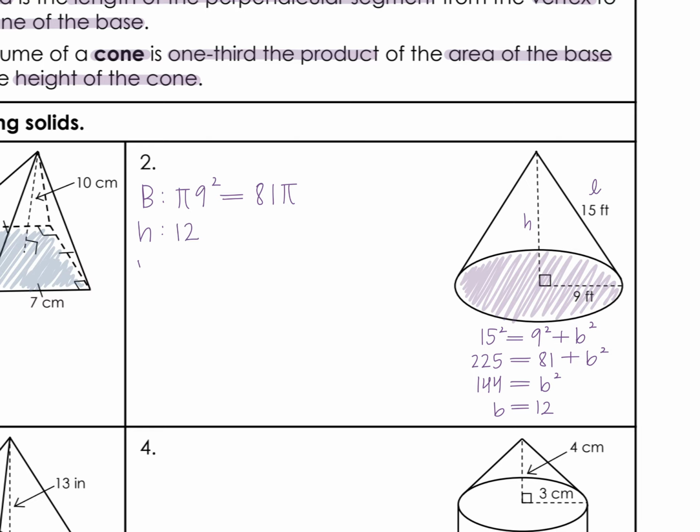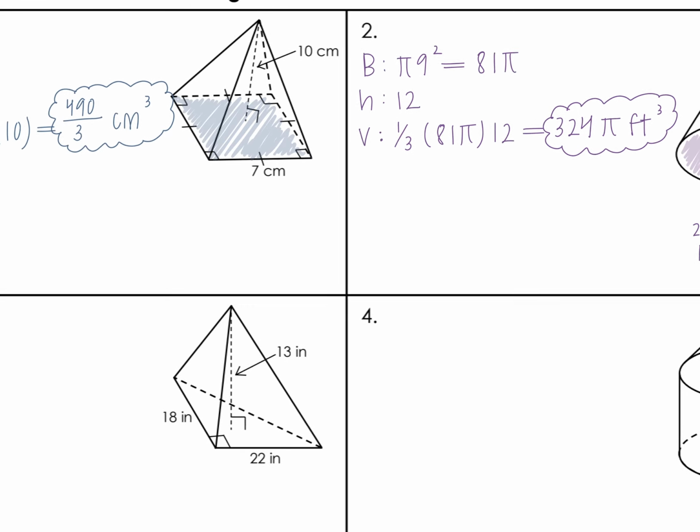So we can plug into our volume formula. We'll have 1/3 times 81 pi times 12. Well, 1/3 of 12 is going to give me 4. And then that 4 times 81 is going to give me 324 pi. And we'll have our feet cubed. Okay, let's move into number 3.